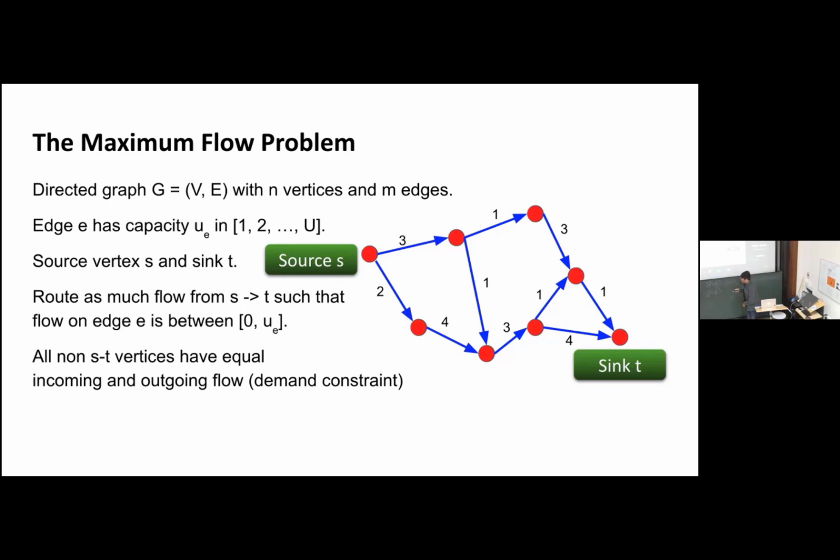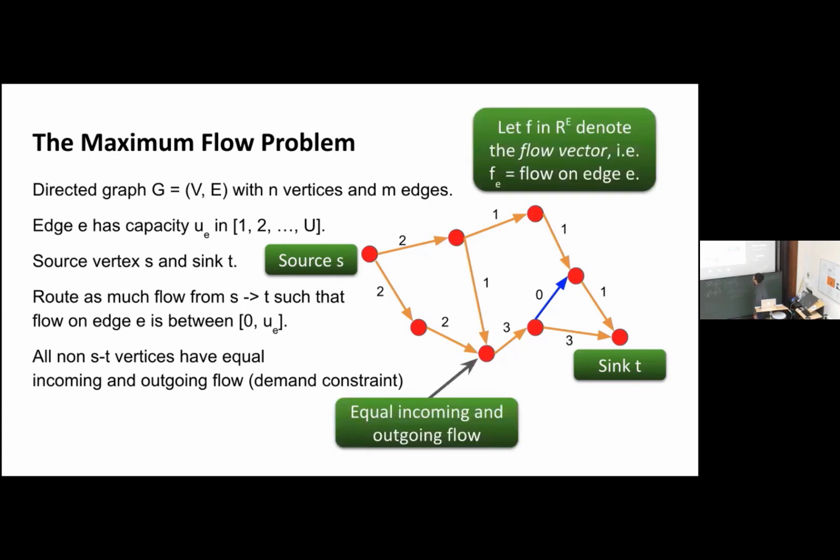Okay. So, just to keep going. The goal is to route as much flow as possible from S to T, so that you're within the capacities on every edge. For example, given those capacities, here's a flow. As you can see, for every vertex, the amount of inflow is the same as the amount of flow going out, and the total number of units routed from S to T is 4.